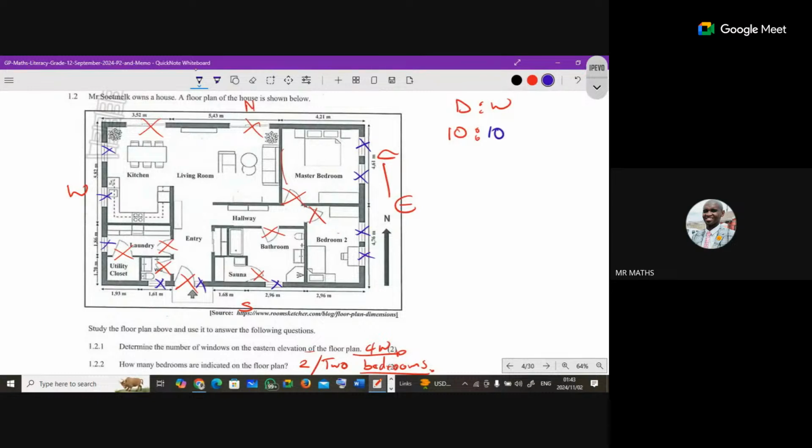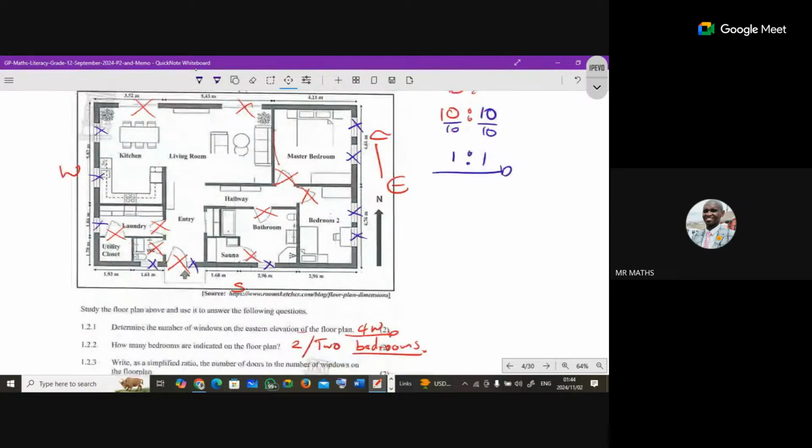Then in simplified, you can see 10 goes into 10. So you can divide by 10 both sides. So 10 divided by 10 will give us 1, and this will give us 1. So it's 1:1. So for every door, there has to be 1 window. For every door we put, there's 1 window. Okay. But they ask us that only.